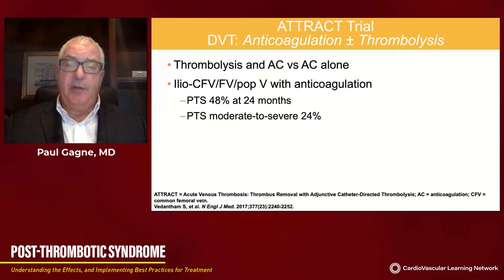If we look at the ATTRACT trial and ignore for a moment the effect of anticoagulation combined with thrombolysis, and look at the arm of patients who were treated with anticoagulation alone. These were patients who were entered into the trial with iliac, common femoral vein, and popliteal vein DVT, and they were treated with anticoagulation in the medical arm. If you look at the outcomes in these patients, 48% of them had post-thrombotic syndrome at 2 years. And the post-thrombotic syndrome was moderate to severe in about a quarter of the patients.